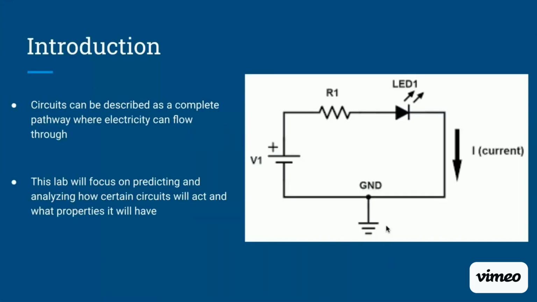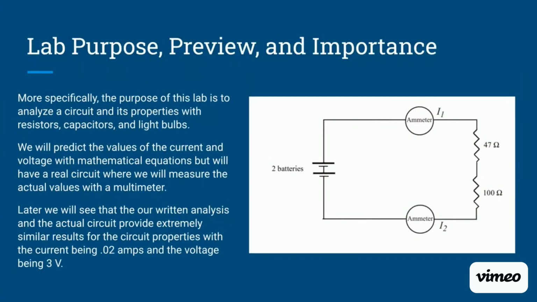In real life, circuits can be described as complete pathways through which electricity can flow. This lab will focus on predicting and analyzing how certain circuits will act and what properties they will have. More specifically, the purpose of this lab is to analyze a circuit and its properties with resistors, capacitors, and light bulbs. We'll predict the values of the current and voltage with mathematical equations, but we will have a real circuit where we can measure the actual values with a multimeter.